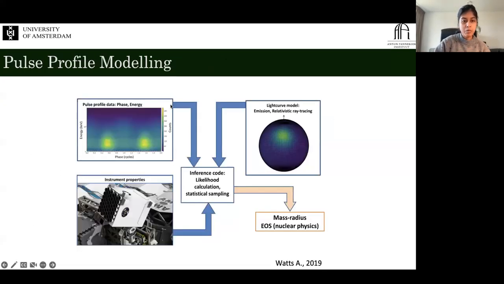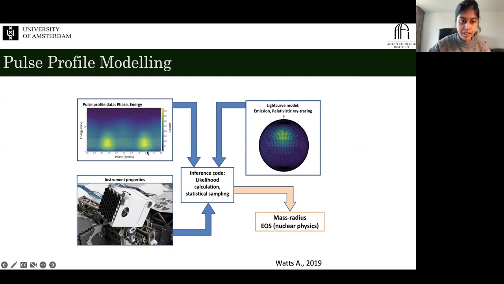So you have your data, which is basically the photon counts as a function of rotational phase of the neutron star. And then you have your instrument response matrix for the telescope. And then you have your light curve model, which is basically a theoretical model. So using the best of the theoretical knowledge that you have, you construct a star, and then you construct the regions from where the star is emitting. And by doing general relativistic ray tracing, you form a synthetic pulse profile from your theoretical model.